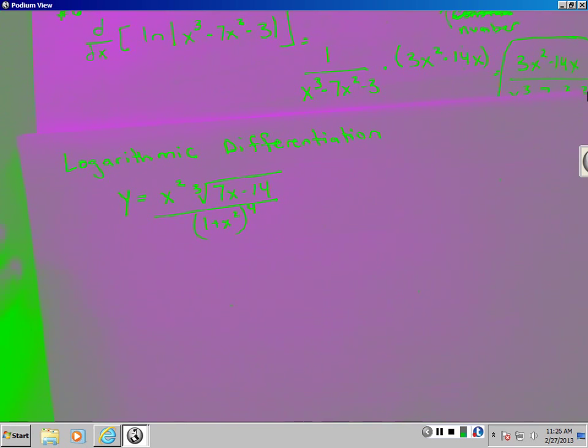So logarithmic differentiation is when you take ln of both sides, then differentiate, and then solve for dy dx. So let's do that. We have ln of y equals ln of x squared, the cube root of 7x minus 14 over 1 plus x squared to the 4th power.